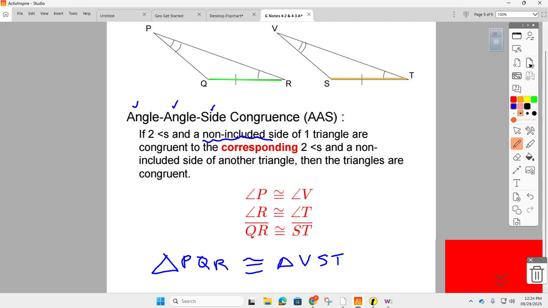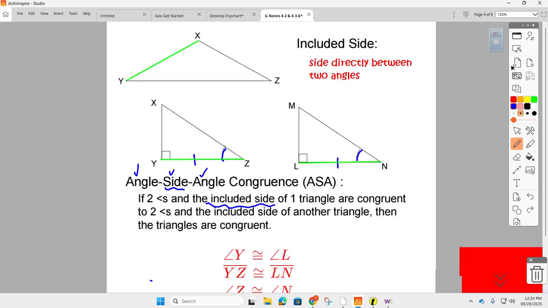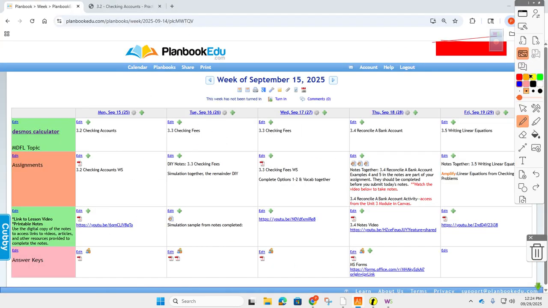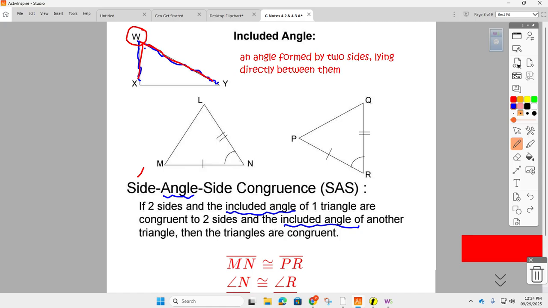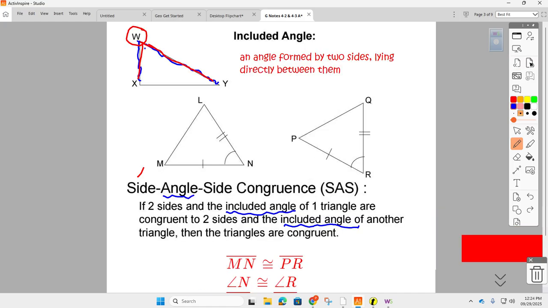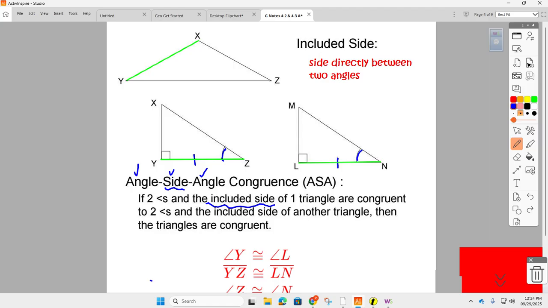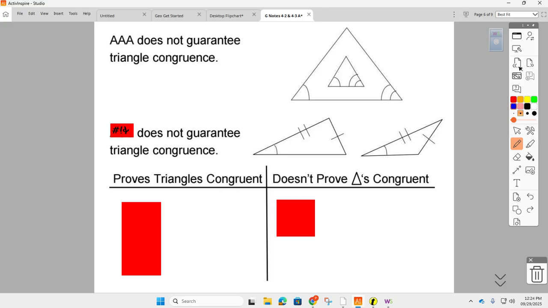Okay? So we should have had 1 shortcut, 2 shortcuts, 3 shortcuts, the 4 shortcuts that we can prove triangles are congruent without proving all 6 parts are congruent, right? And then the names are descriptive. So learn the names, learn the location of where that angle is.